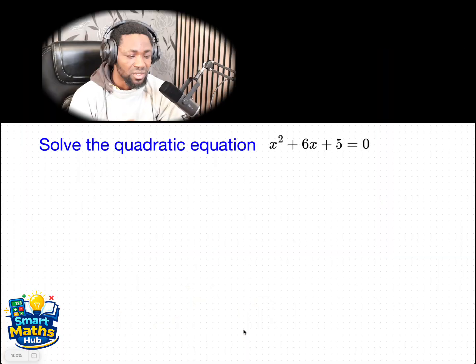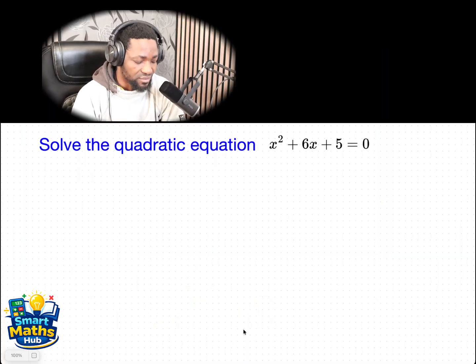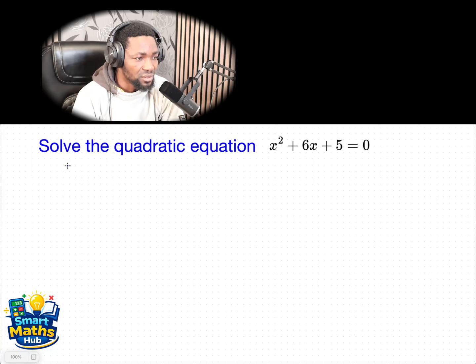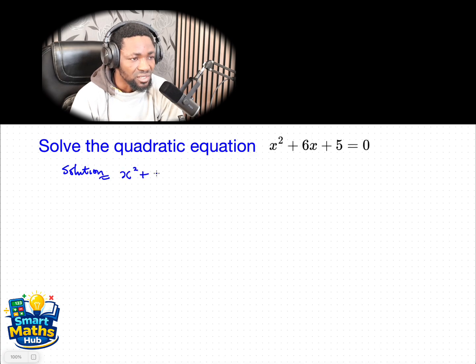Today we are solving a quadratic equation: x raised to power 2 plus 6x plus 5 equals 0. So let's get started. Solution. We have x raised to power 2 plus 6x plus 5, everything equals to 0.